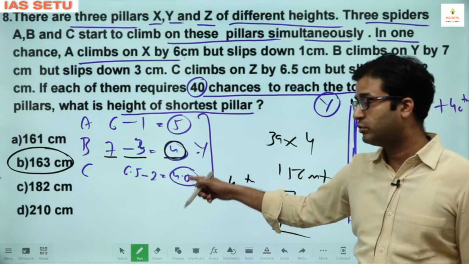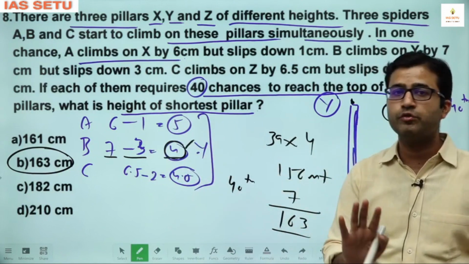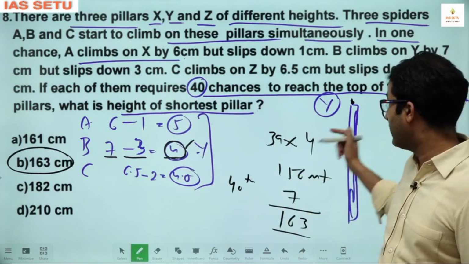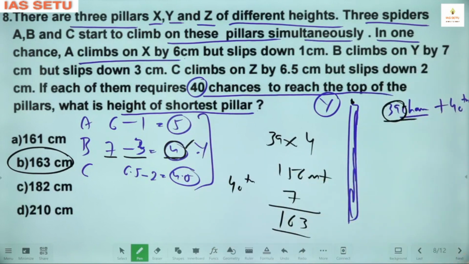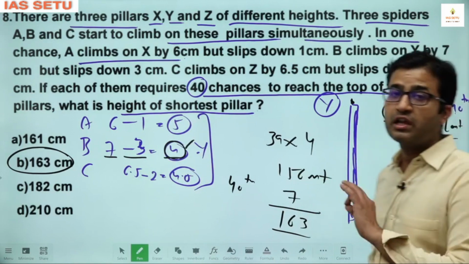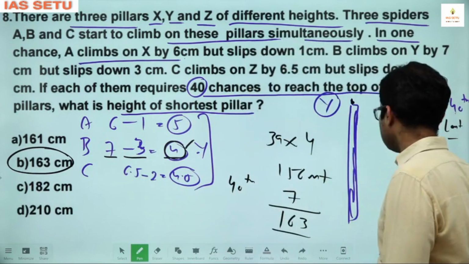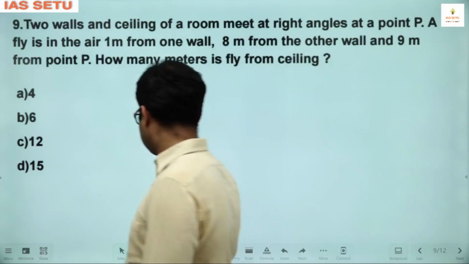First we concluded from here, because B is climbing 4 and there is a difference of half and 1, and then we divided these 40 chances into two parts, 39 and the last chance. In this type of question, the last chance is very important to consider. Question number 8, answer B. Question number 9.